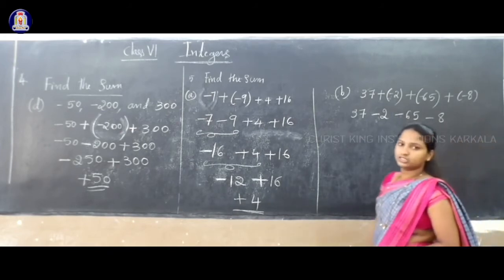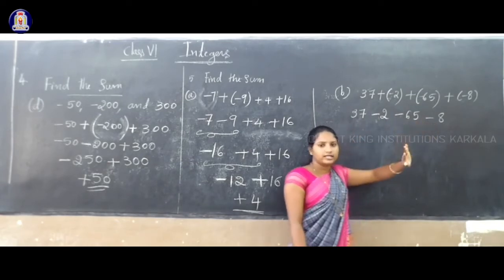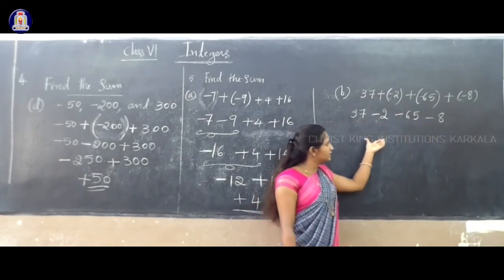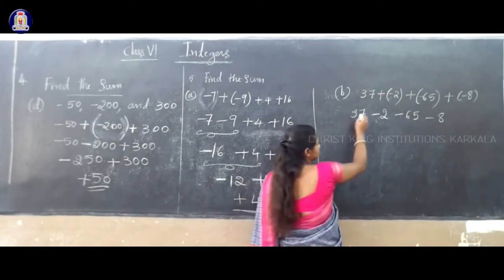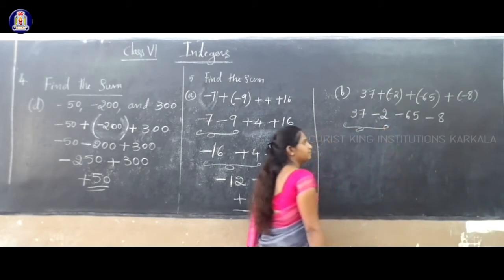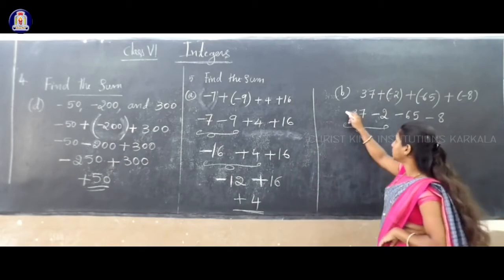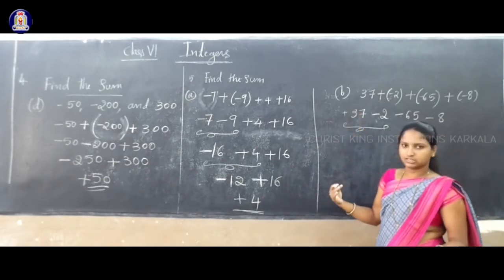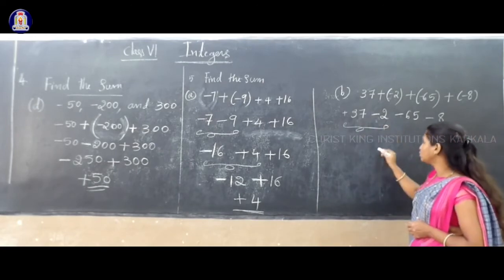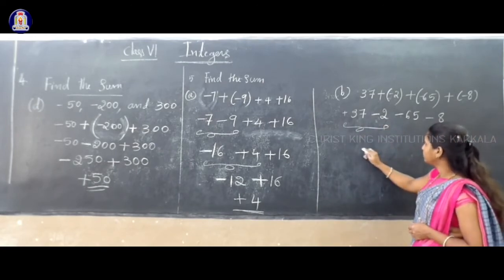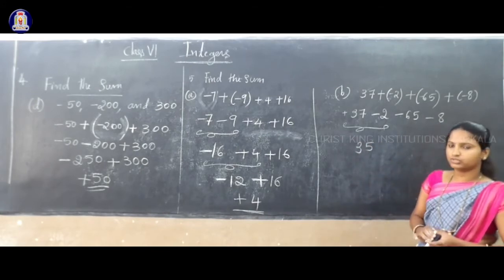So how to solve this? Same method. You can solve the first two integers and the next two integers, or else solve the first two, get the answer, and consider the next integer. Clear? Understood? So we will solve plus 37 and minus 2. Here the sign is not given, but the sign is plus. Plus 37 minus 2, subtract: 37 minus 2 is 35. Is it correct? 37 minus 2 is 35.